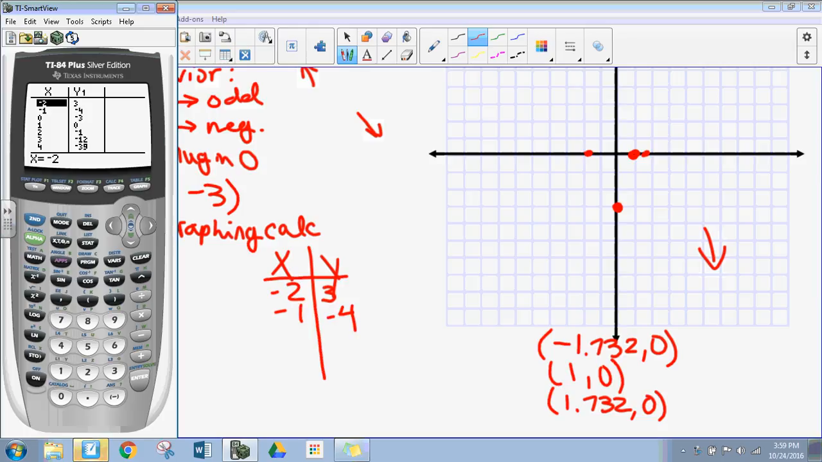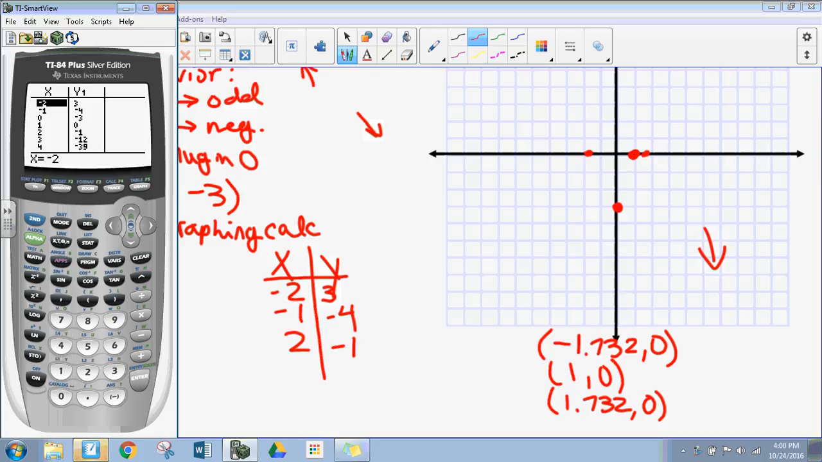We already have 0, negative 3. 1, 0 we already have. And then 2, negative 1. So we want to get things to the right of our x-intercepts and to the left of our x-intercepts and anywhere in between to give us just a little bit more of an idea of what's happening.